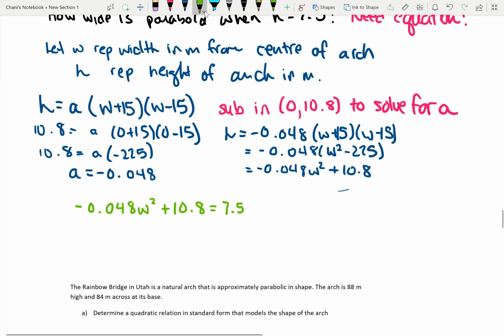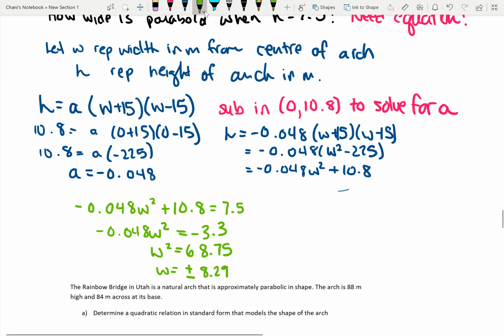Alternatively, you could move the 7.5 to the other side and use quadratic formula. It's just that your B value would be 0. So that is doable as well. Both completely fine ways of solving this. So I just moved this 10.8 to the other side to get negative 3.3. And then I divided both sides by negative 0.048, and I got 68.75. And when you take the square root, I got plus or minus 8.29.